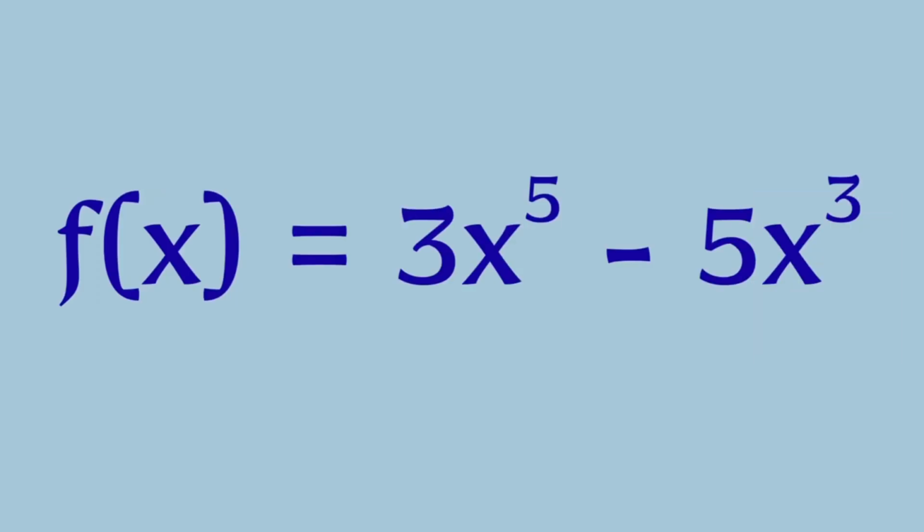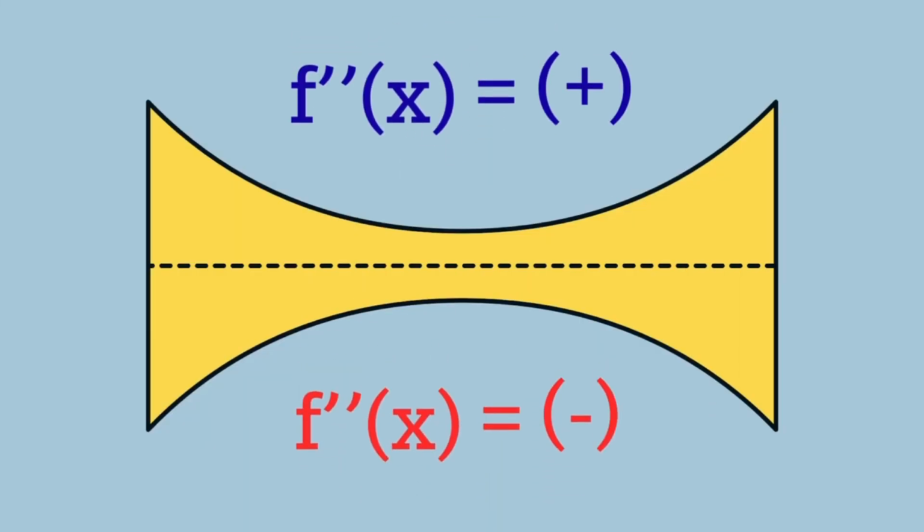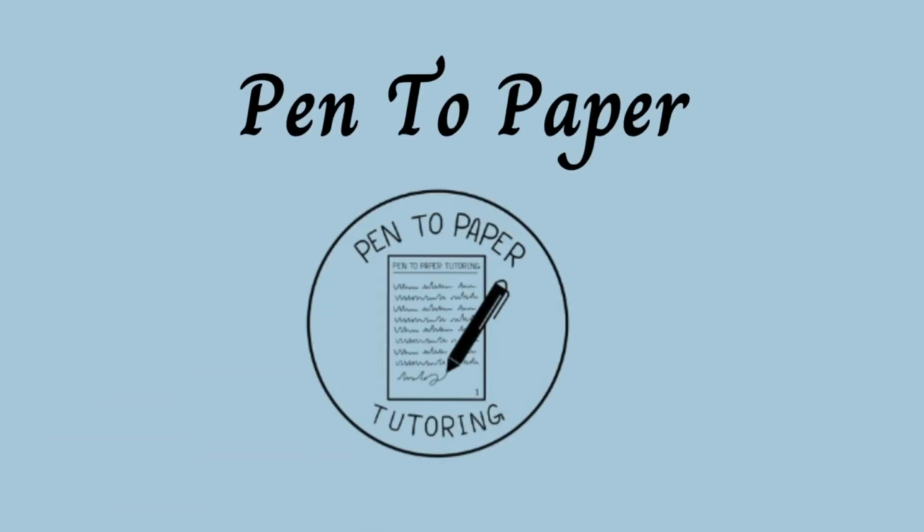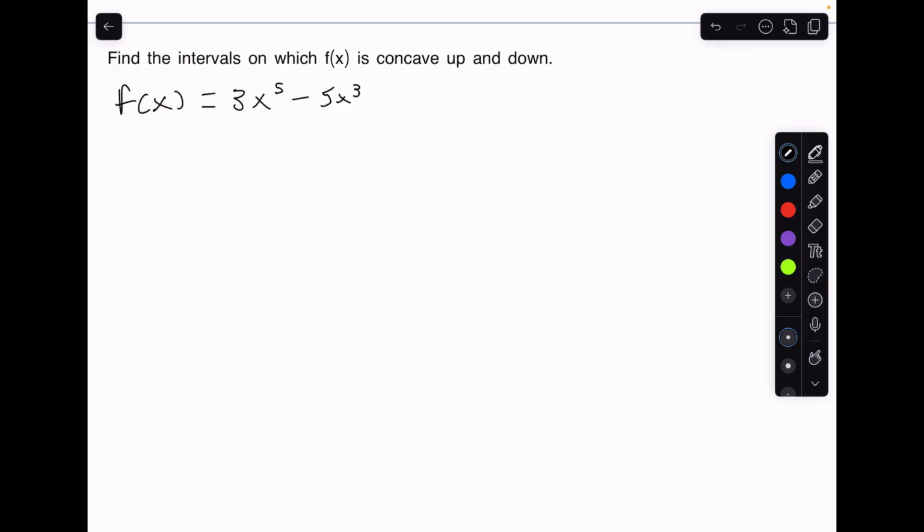This exact type of question shows up on your calculus exams all the time. We're finding where a function is concave up and concave down using the second derivative. Let's break it down step by step. So let's find the intervals on which f of x is concave up and down. We can do this in a few easy steps.